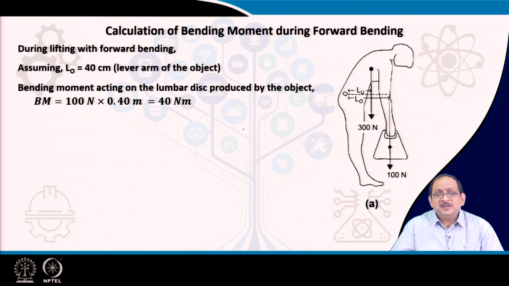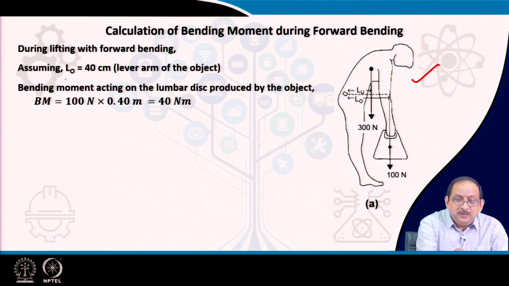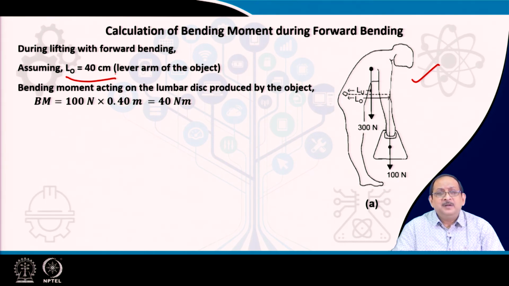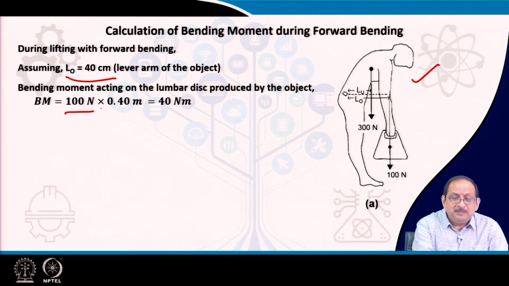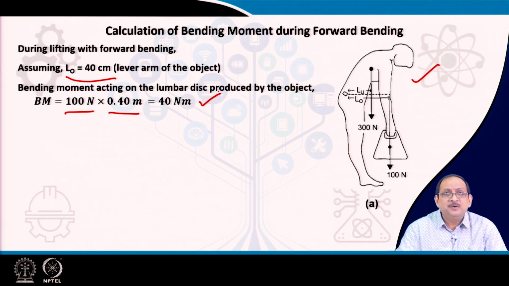So, the first case is calculation of the bending moment during forward bending. So, during lifting with forward bending, as indicated in this figure, the lever arm can be taken as 40 centimeter. So, assuming lever arm as 40 centimeters, we can calculate the bending moment acting on the lumbar disc produced by the object, which is equal to 100 Newton multiplied by the lever arm, and that is 40 Newton meter.